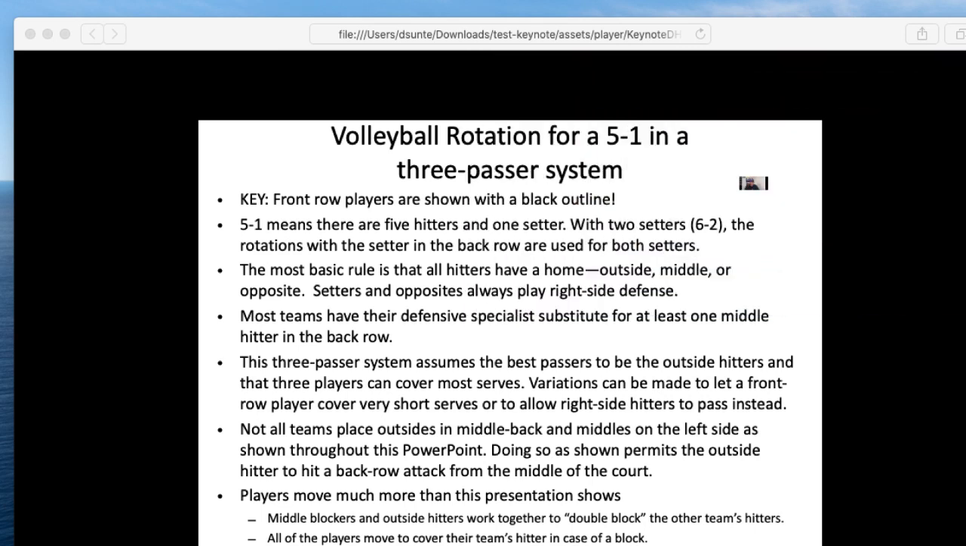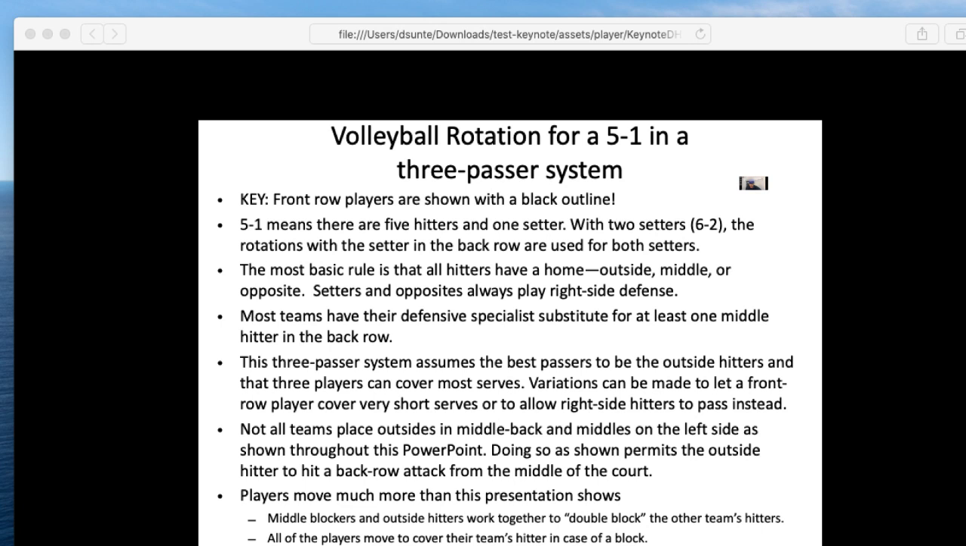All right, so I wanted to talk about the actual rotations in a 5-1. Now, remember 5-1, guys, that means that there are 5 hitters and 1 setter. With a 6-2, you actually have 2 setters and a rotation in the back row. The setter goes to the back row, they're used as that setter.